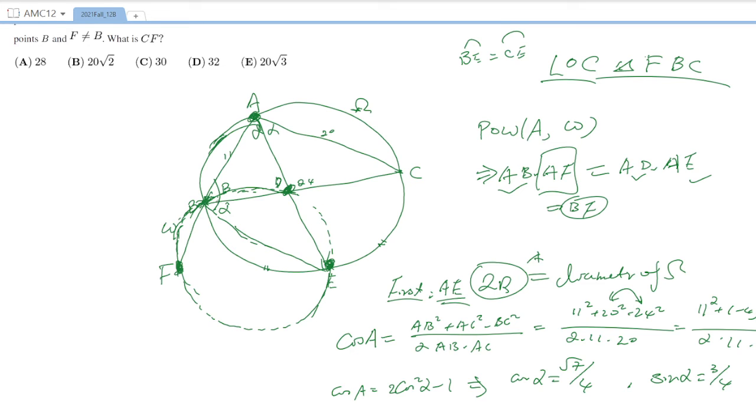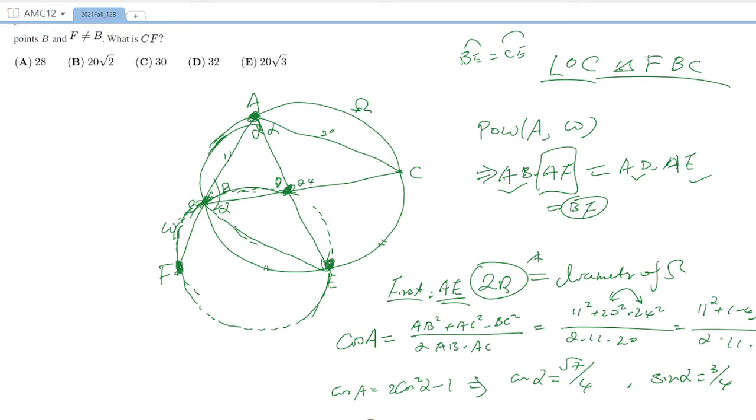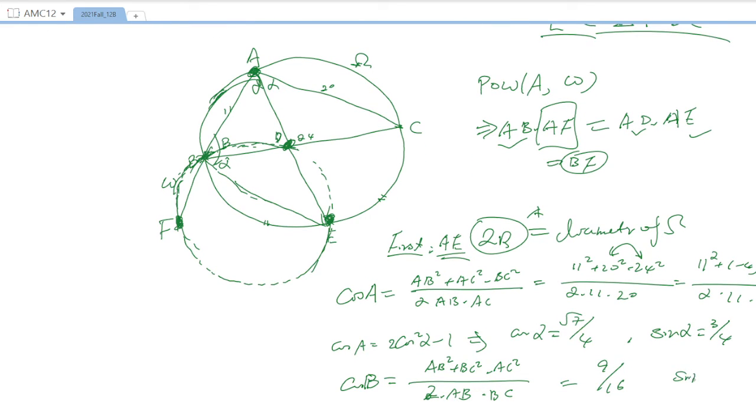Okay, because we also want alpha plus B, right? So we also want to solve cosine B. Cosine B is equal to AB square plus BC square minus AC square, over 2 times AB times BC. After calculation, you will see it's 9 over 16. So we can also have sine B equal to 5 root 7 over 16.